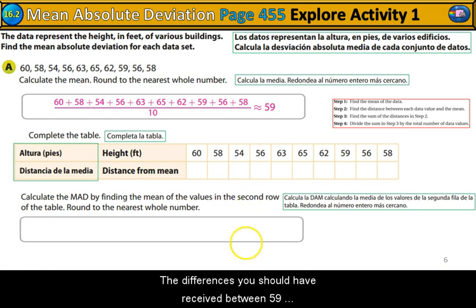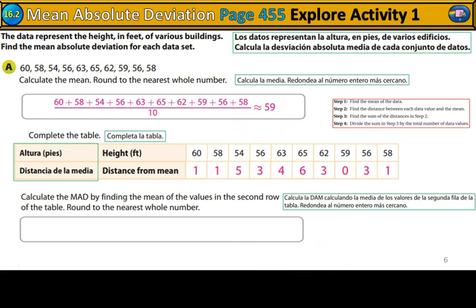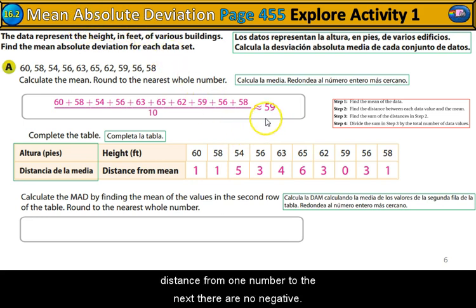The differences you should have received between 59 and the rest of the numbers in the data set are 1, 1, 5, 3, 4, 6, 3, 0, 3, and 1. I do notice that some of the numbers are bigger than 59, while some of the other numbers are less. But because we're finding the absolute deviation, we're just trying to find the distance from one number to the next. There are no negatives here.